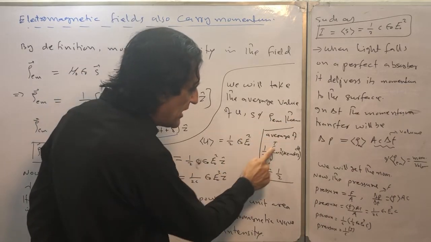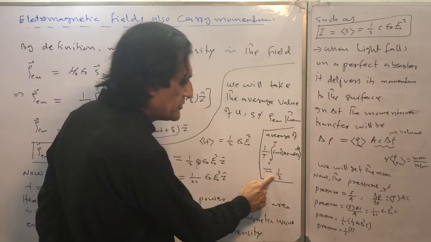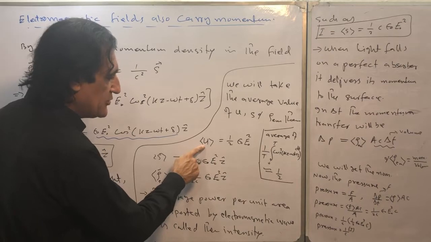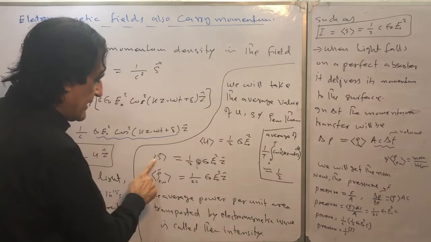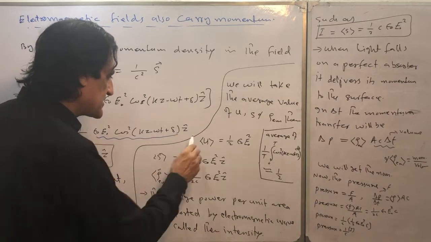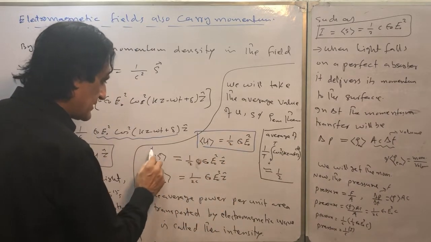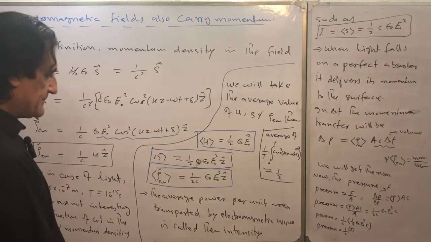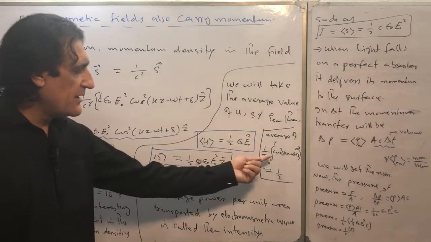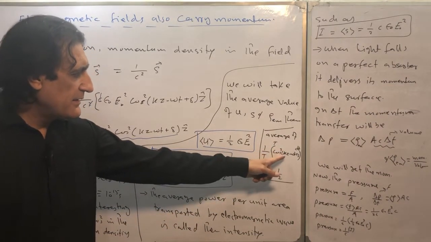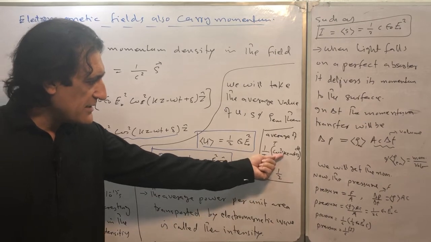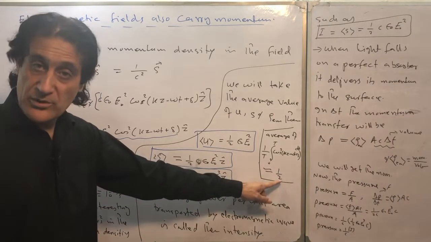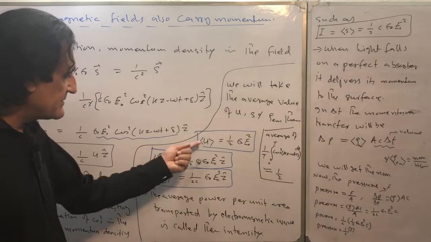Then the average of this thing is equal to 1 over 2. If we put the average in U, we get this, and for S we can get this expression. This is very simple, not a complicated one, and the momentum density must be equal to this. We just replace cosine square, the average of cosine square of kz minus omega t plus delta, which is equal to 1 over 2, and then we get this term.